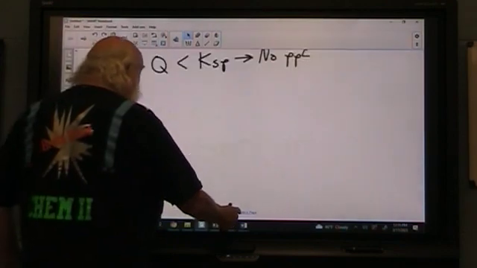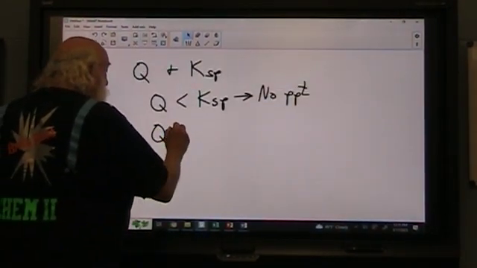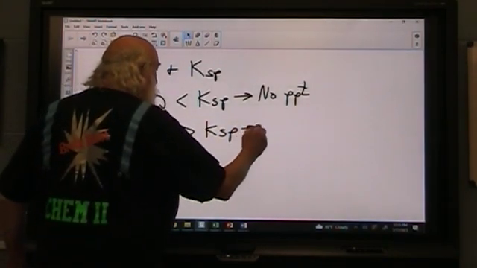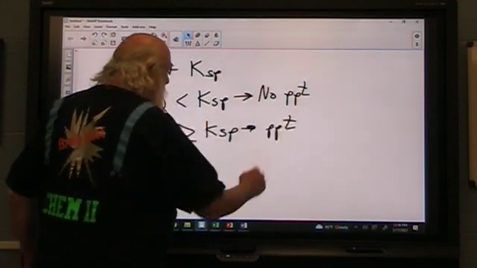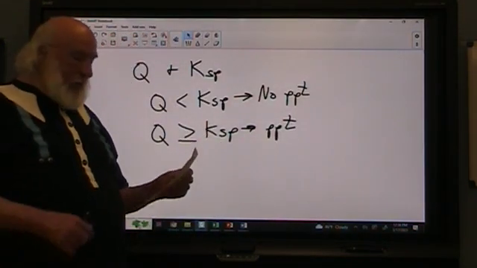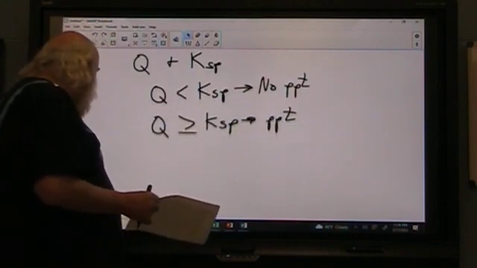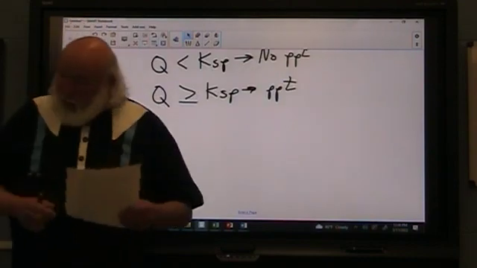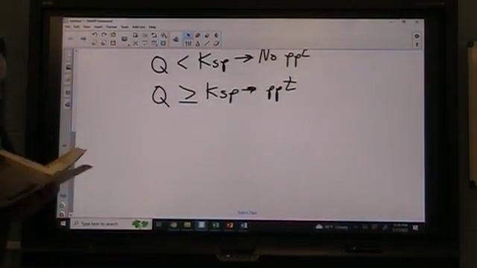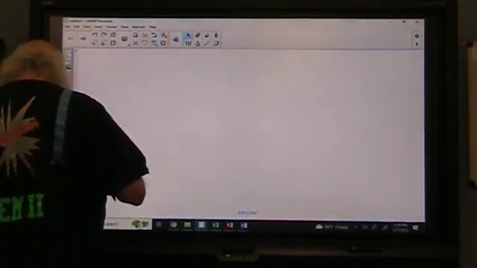And contrary to that, if Q is greater than or equal to KSP, then there will be a precipitate. Precipitate is abbreviated as PPT, and it's a whole lot easier to write than precipitate. Okay, so let's take a look on page 796, problem number 39, part A, and how we would use this.